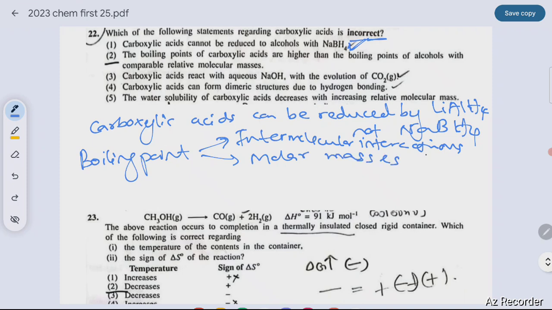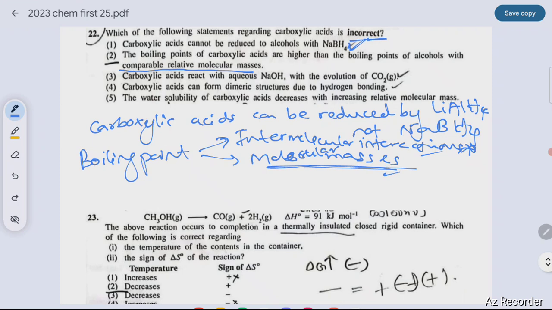Right? We have to consider the intermolecular interactions and the molar masses. Here they are telling us they have comparable relative molecular masses, so we do not need to consider their molecular masses because they are the same. Next we can go for the intermolecular interactions.